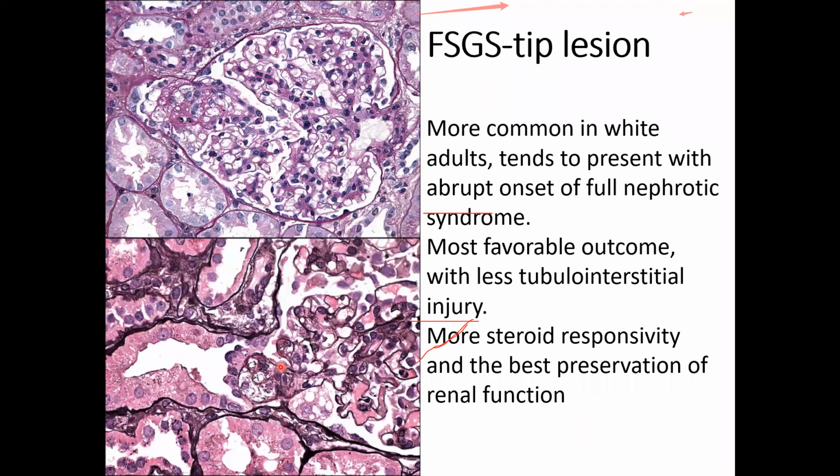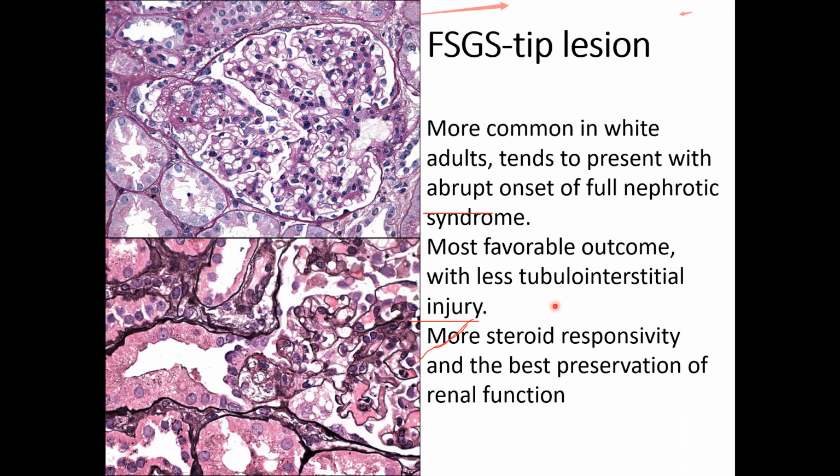This variant usually presents with full-blown nephrotic syndrome. So the proteinuria will be severe in these cases, but the prognosis is very good. It is a favorable outcome with very little tubulointerstitial injury, and this lesion responds to steroids better compared to the other histological variants.